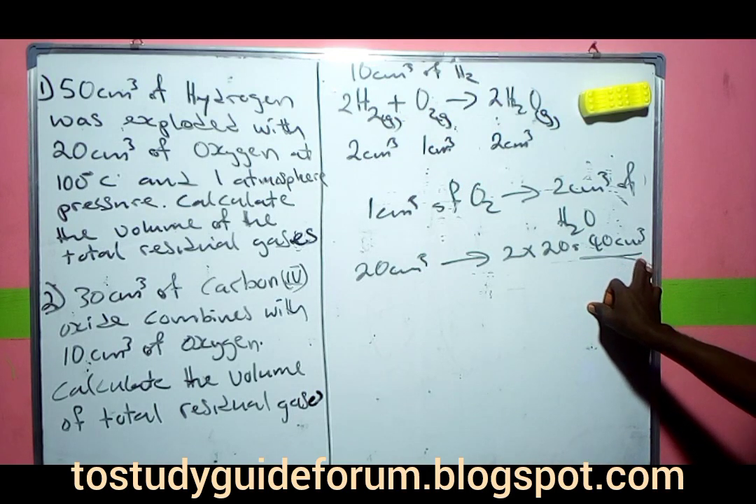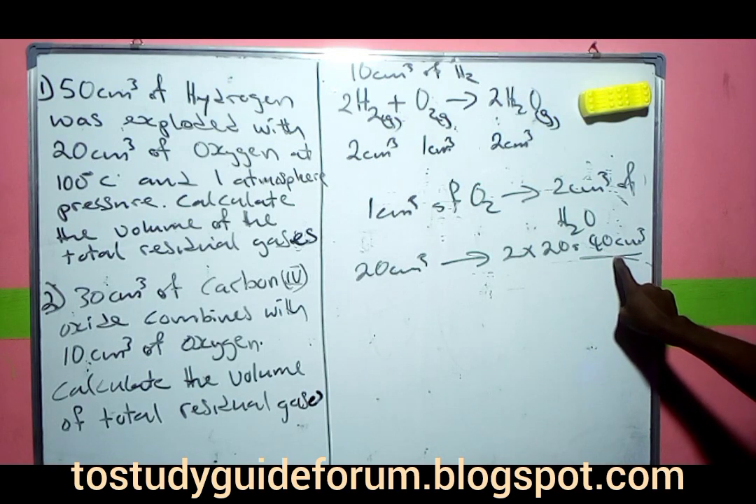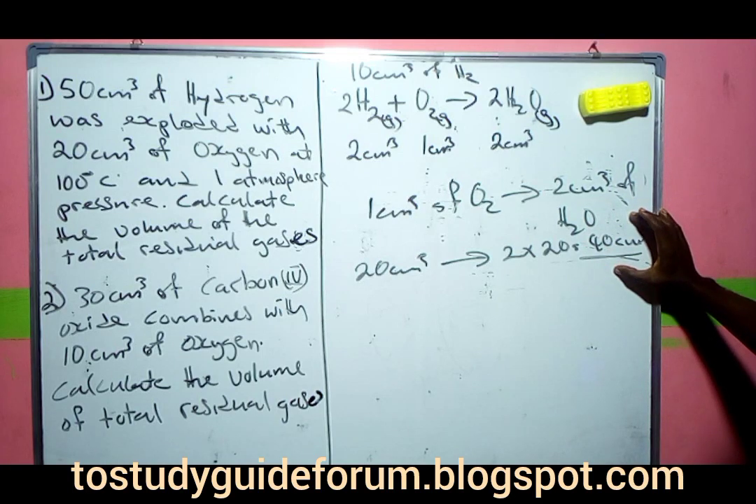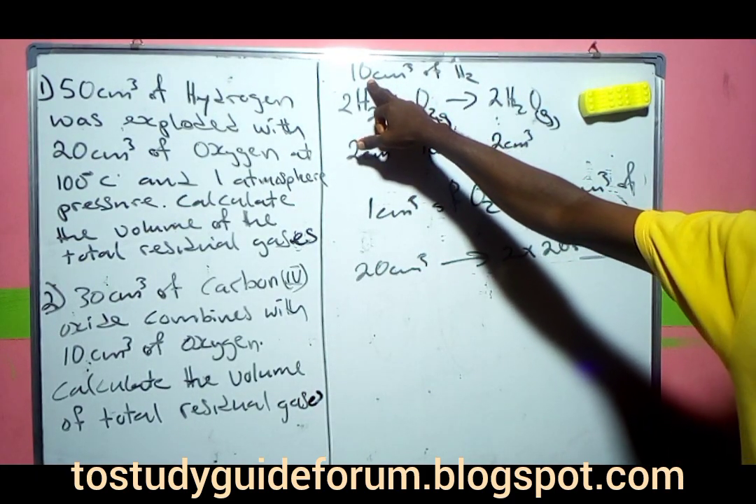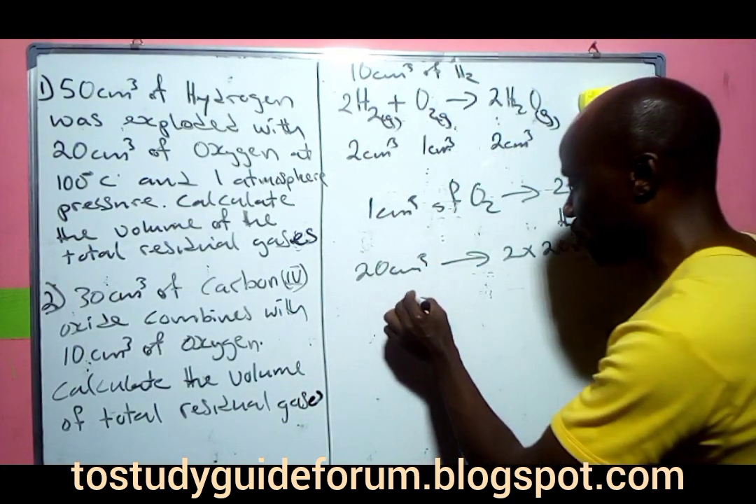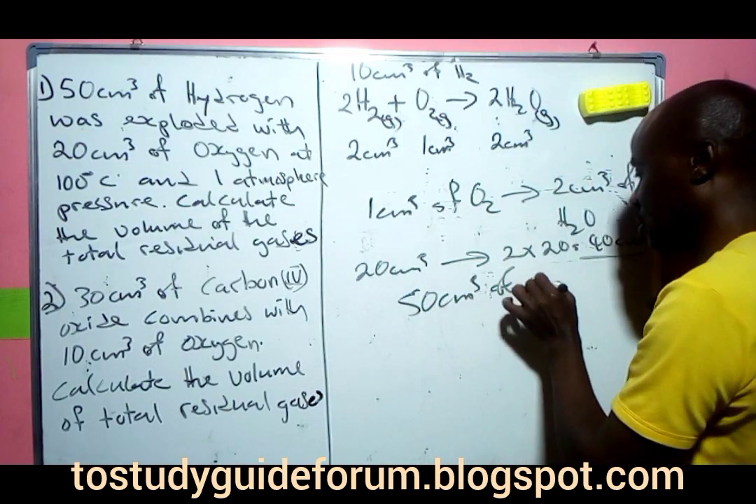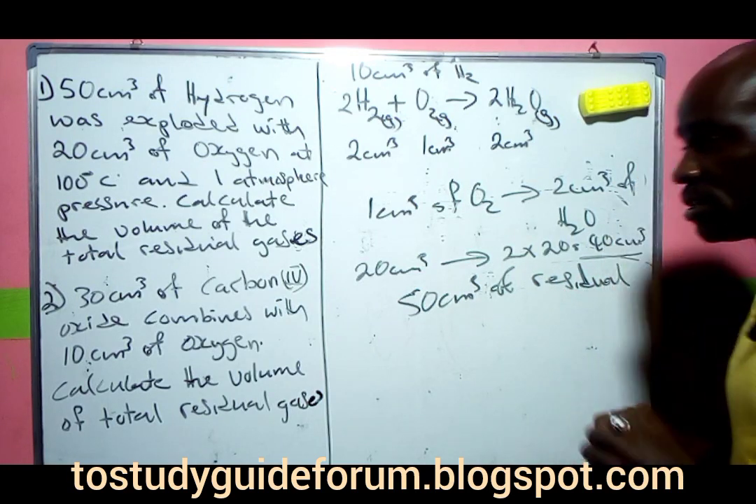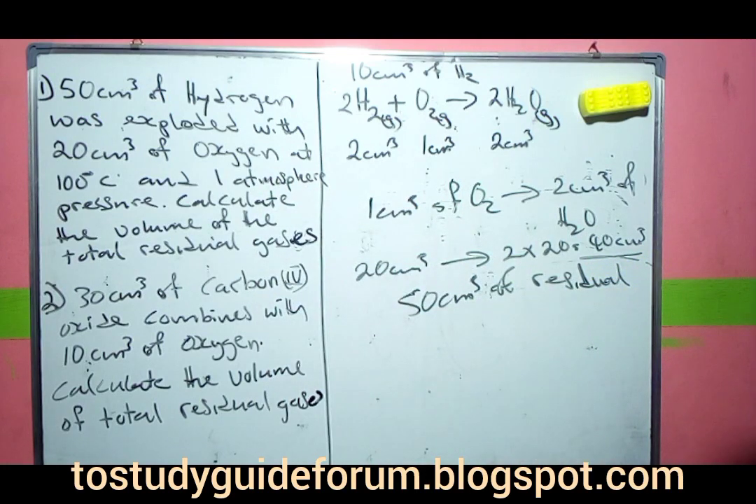So the total residual gas that we have there will be this 40, which is steam, still a gas, water in vapor state, that is a gas, plus this 10 cm cube of remaining hydrogen will give us 50 cm cube. 50 cm cube of what? Gases, residual gases. That is what we have in this case. I believe that this one is all right now.